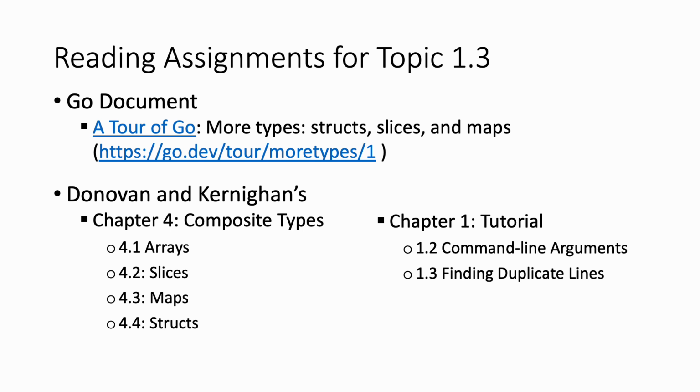The lectures of topic 1.3 are based on the following materials which you should read. The first material is from A Tour of Go, more types: structs, slices, and maps. And here is the link to that part of this Go document. The second materials include part of chapter 4 and chapter 1 from the textbook by Donovan and Kernighan. In particular, it includes sections 1.2 and 1.3 from chapter 1 and the first 4 sections of chapter 4.